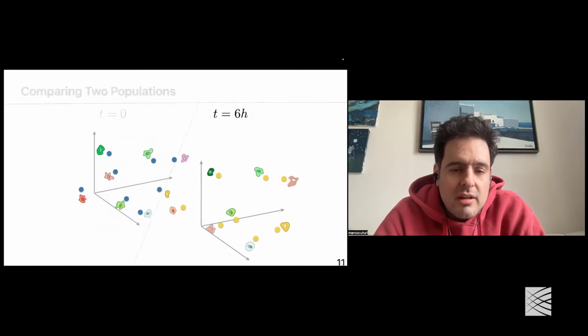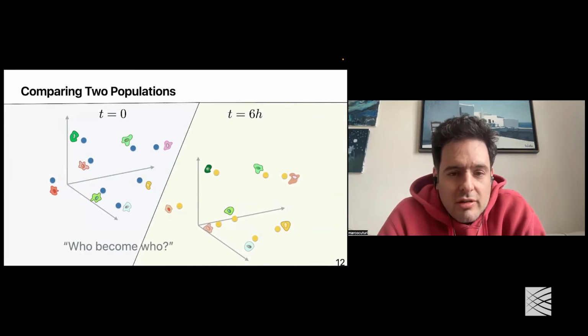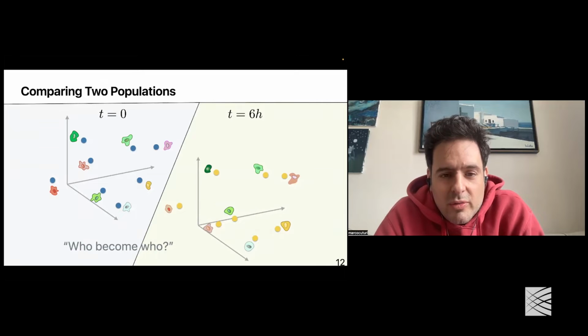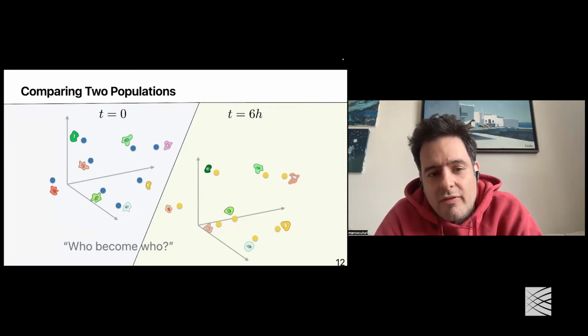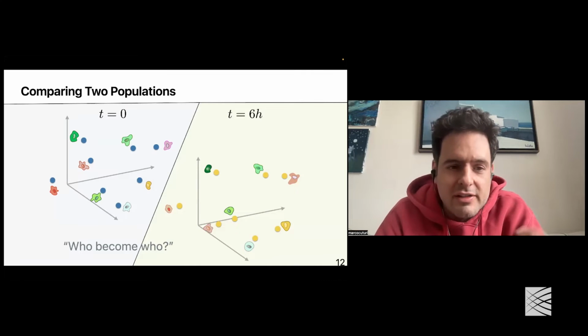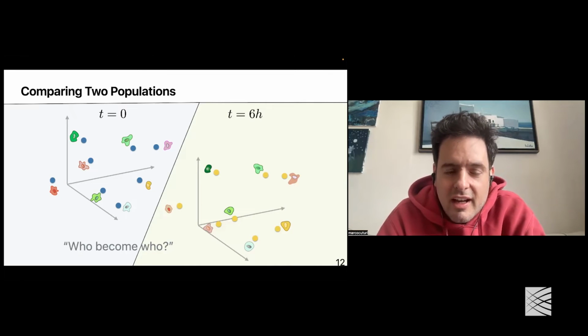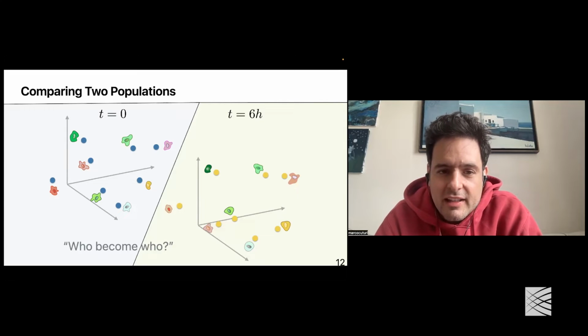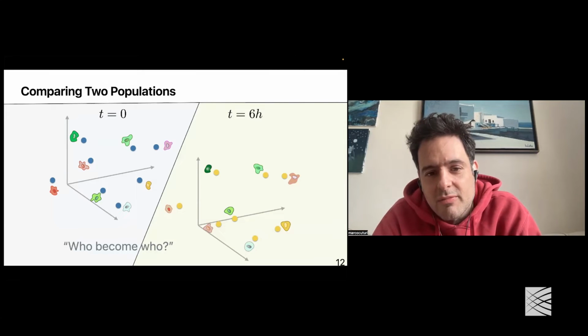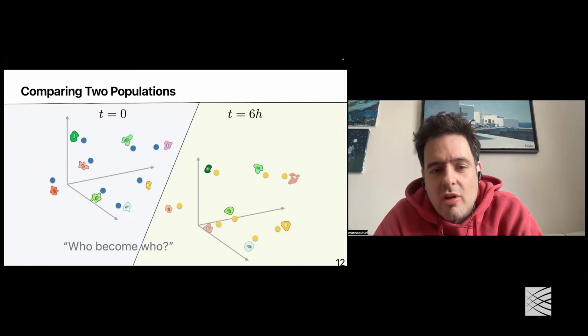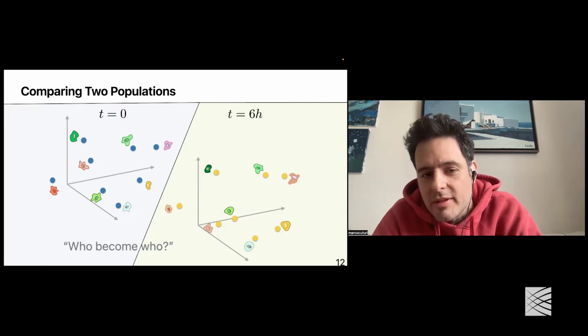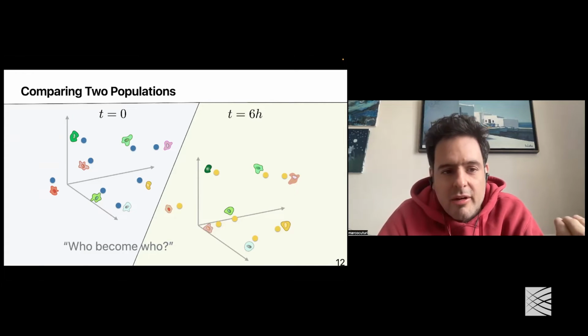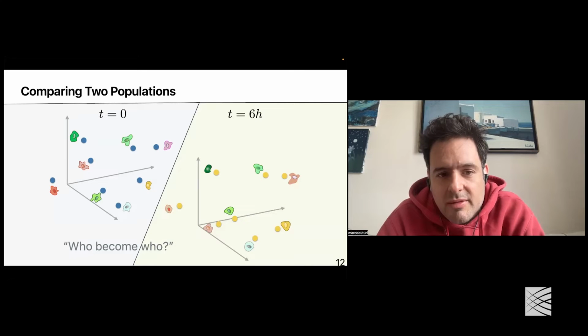And so the basic question that one can try to answer with optimal transport is: if I had been able not to sacrifice the cell on the left-hand side at time 0, and I had let it live for 6 more hours, essentially, who might have become what? What kind of cell at time 6 hours might have become any of the cells that I had measured at time 0?